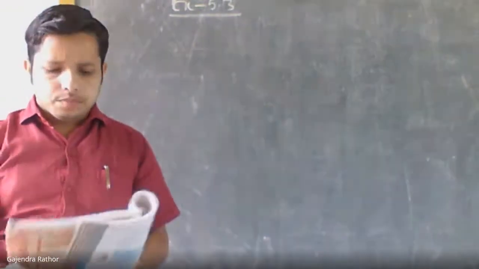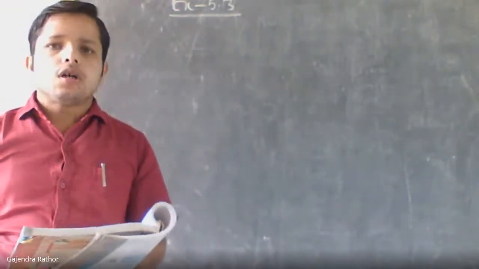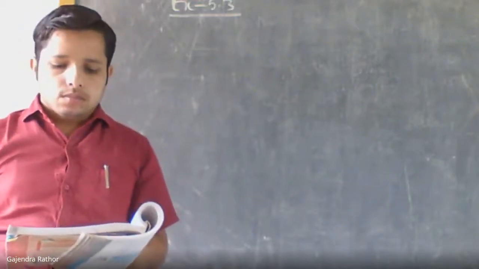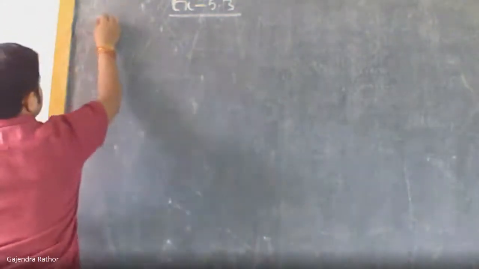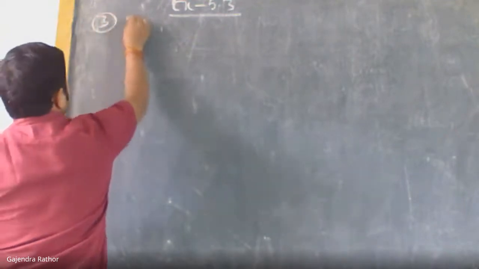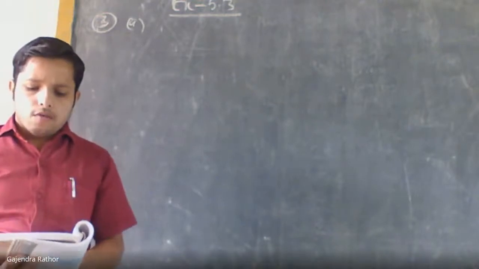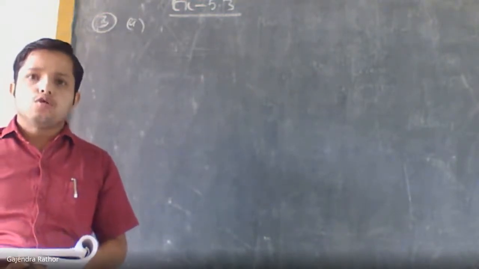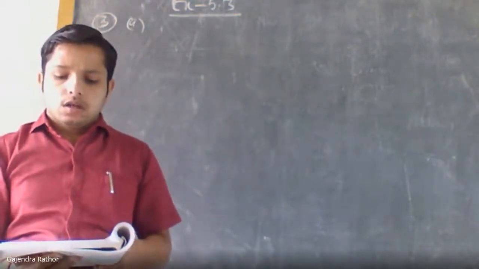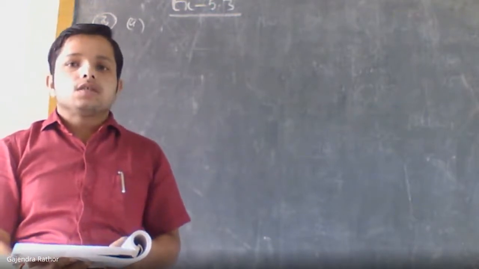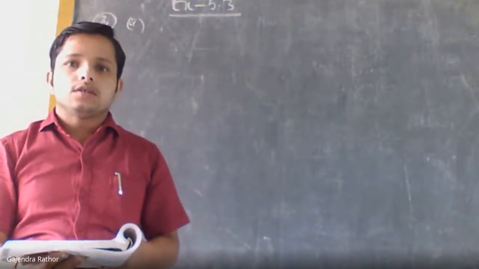Question number 3. In this question, we have to find the probability of some situation. First, point A: the probability of the pointer stopping on D. For this, question number 1, previous point A, is the reference question.